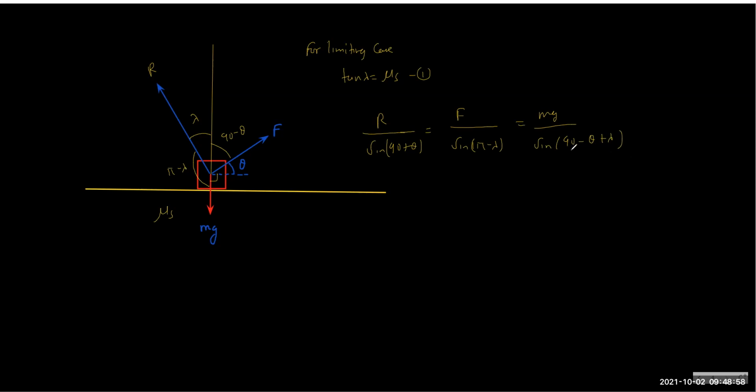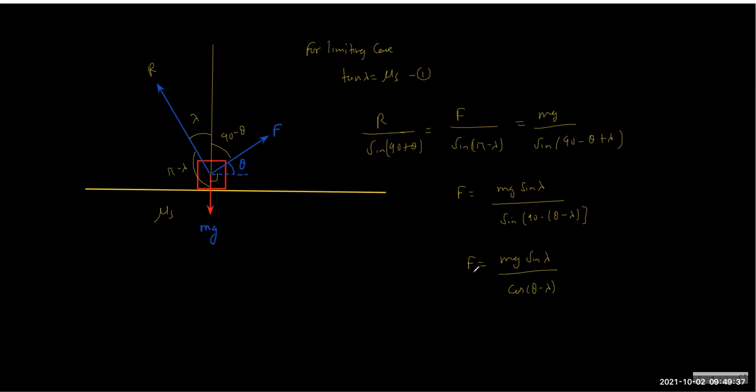So this is the formula. This is R. So what are we getting? F is how much? mg sin theta... F is mg sin lambda upon sin(90 minus theta minus lambda), which is okay. You can add 90 minus... F turns out to be mg sin lambda upon cos(theta minus lambda). Okay.